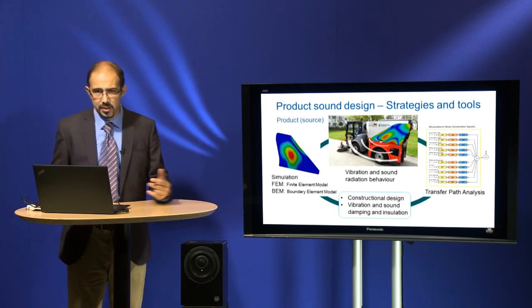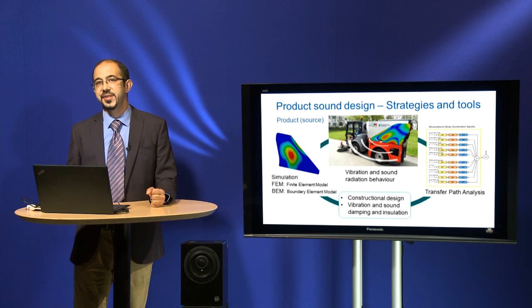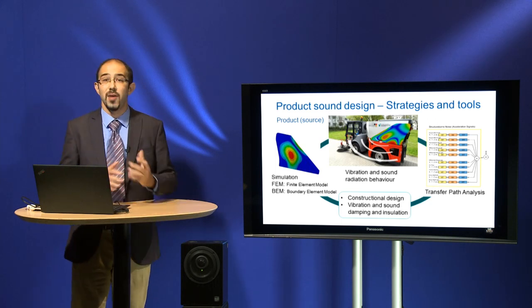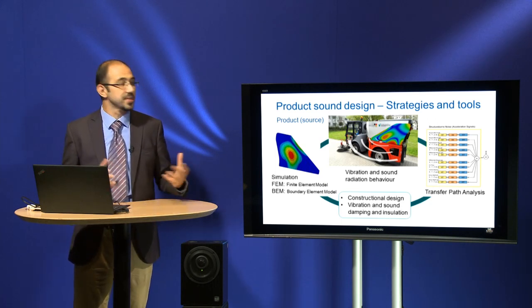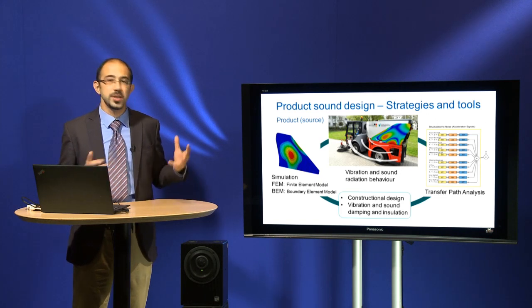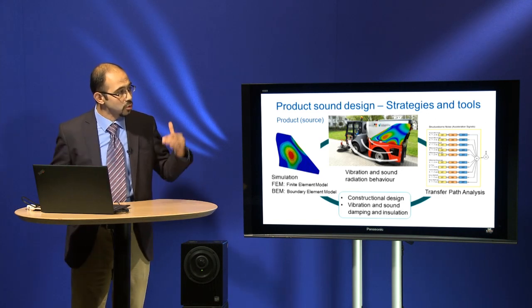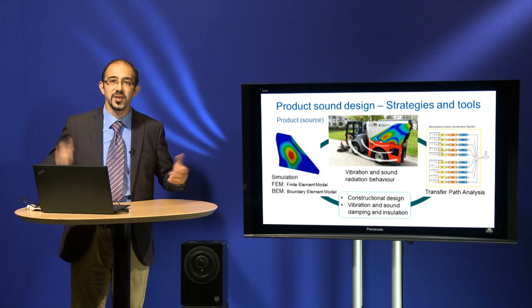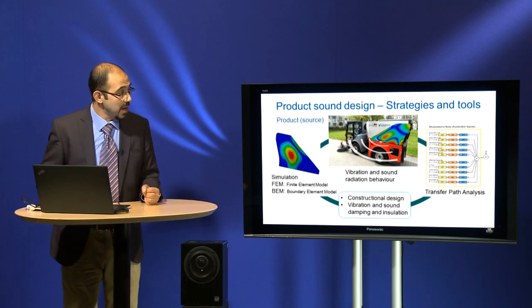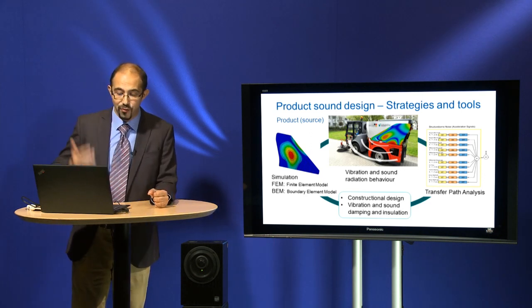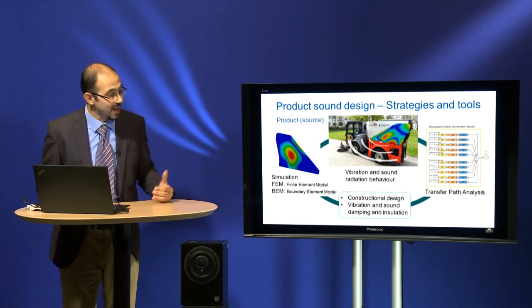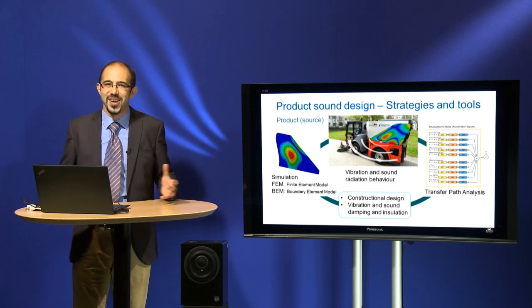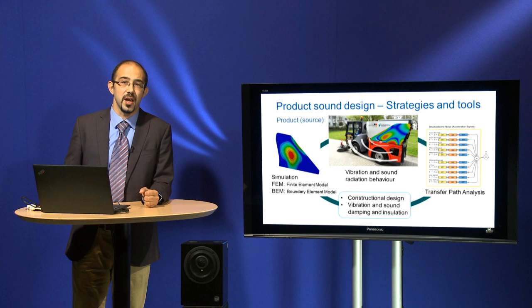We need some other tools like transfer path analysis, because at the end we have a lot of sound sources, and it is like a composition of musical instruments. At the end, we should make a composition of different sound sources. And at the end, of course, we define some constructional design issues, also vibration and sound damping and insulation. Today, I will not concentrate on these issues.